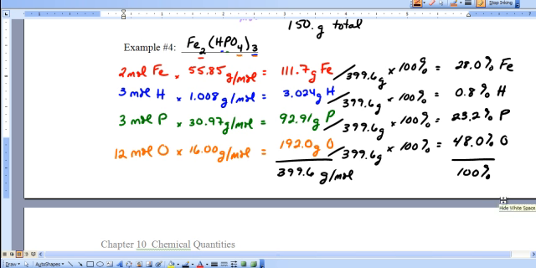So that is how you calculate percent compositions. It is just calculating the individual masses of each element in the compound, dividing it by the total mass of the compound, times 100%.